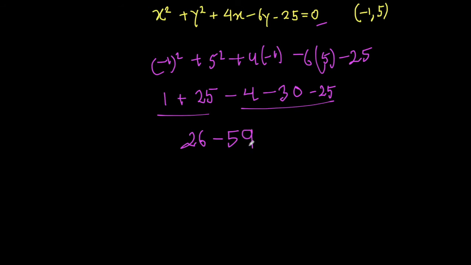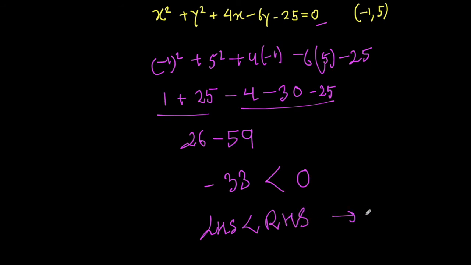-59. Okay, so if you subtract 26 minus 59, hopefully you will get, let me check once again. So 26 minus 59 is -33, and we know that this is your LHS and your RHS is 0. So LHS is lesser than 0. I'm writing here again, LHS is lesser than RHS, so the point is inside the circle.